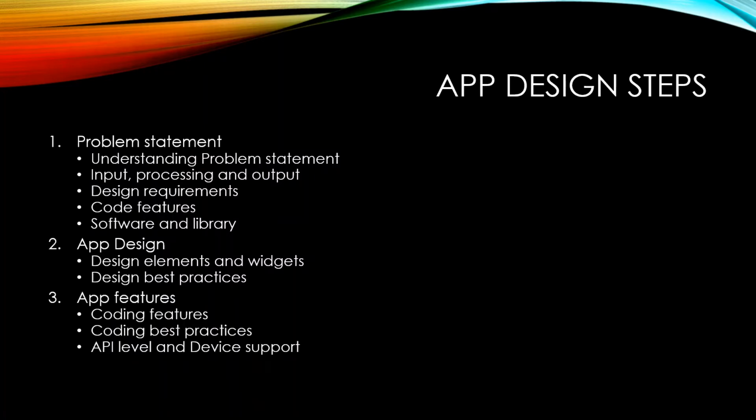The next step is app features. What are the coding features we require? And then we have to incorporate these coding features with best practices. What is the best way of doing it? Because if you want to add a feature, there are 10 different ways in which you can have that feature in your app. But what is the best way which would consume less time, less data, and less memory?